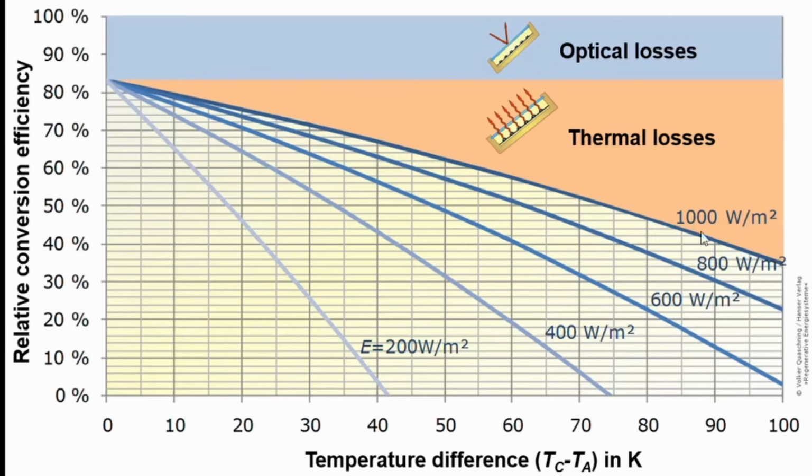Here you see, for an irradiance value of 1000 watt per square meter, this curve achieves a temperature difference of about 100 degrees Kelvin and still has an acceptable conversion efficiency. If the irradiance goes down, for example in winter, even with very low conversion efficiency, you hardly arrive at 40 degrees of temperature difference.